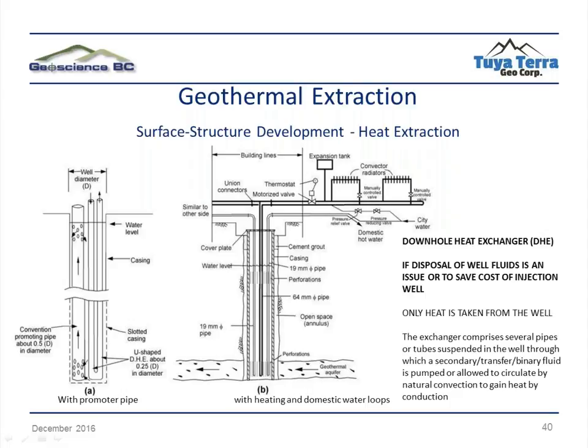The exchanger comprises several pipes or tubes suspended in the well through which a secondary transfer or binary fluid is pumped. That is the fluid that extracts the heat from the ground because it is allowed to circulate by natural convection and gains heat by conduction.